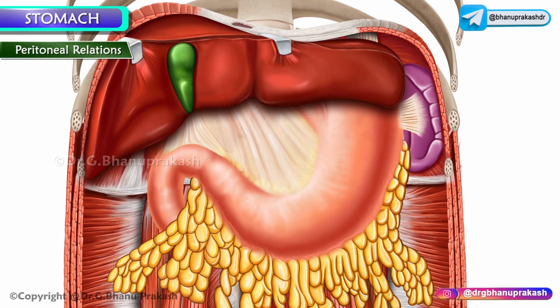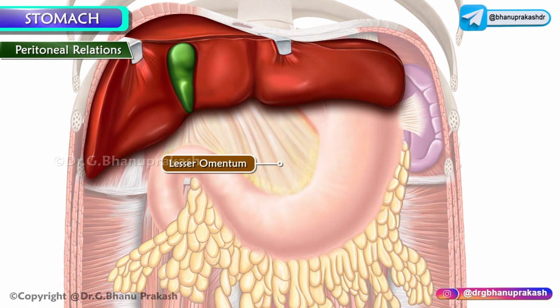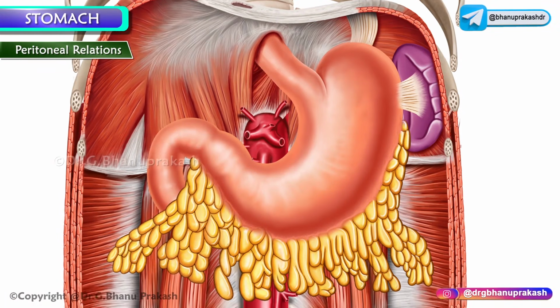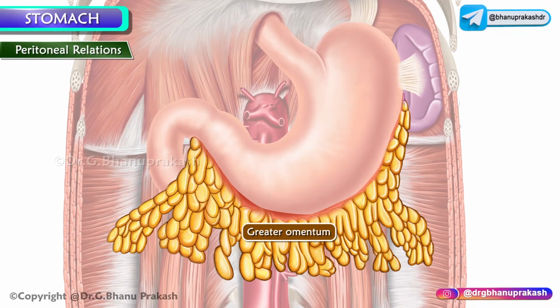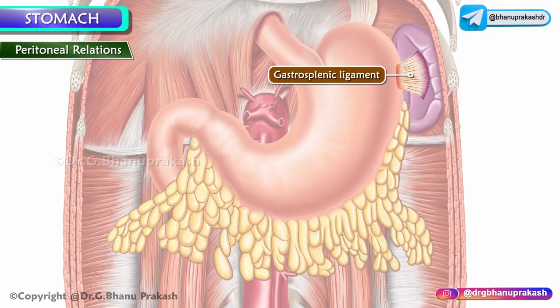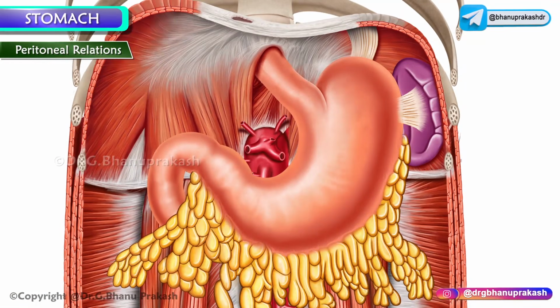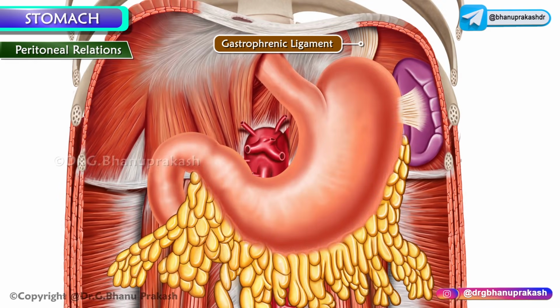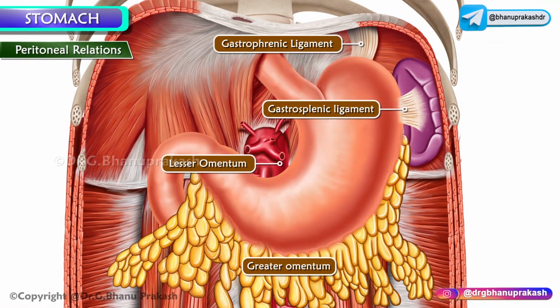So here the layers of the peritoneum lining the anterior as well as the posterior surfaces at the lesser curvature meet and are continuous with the lesser omentum. The two layers of the peritoneum meet along the greater part of the greater curvature to form the greater omentum. And the two layers of peritoneum meet near the fundus to form the gastrosplenic ligament, and the posterior surface of peritoneum near the cardiac end is reflected onto the diaphragm to form the gastrophrenic ligament. These are the peritoneal relations of the stomach.